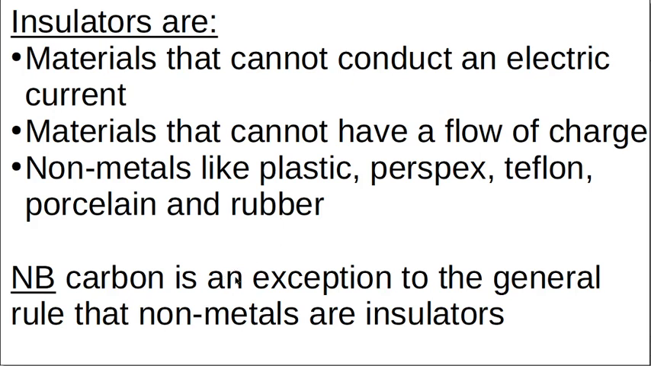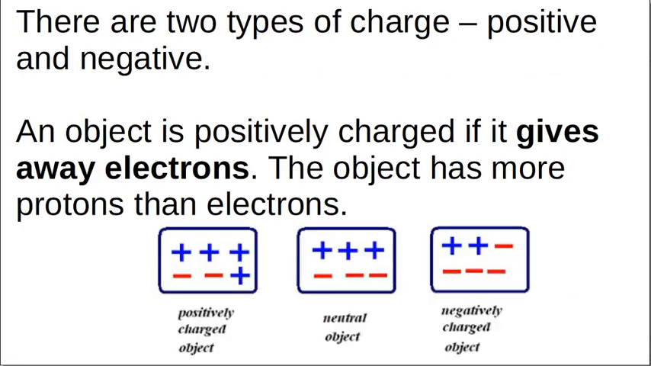And then carbon, the one that I talked about in graphite, is an exception to the general rule that non-metals are insulators, except for diamonds. Diamonds actually can't conduct electricity because it's got such a nice secure bonding structure that none of the electrons can move around. So basically metal conductor, non-metal insulator.